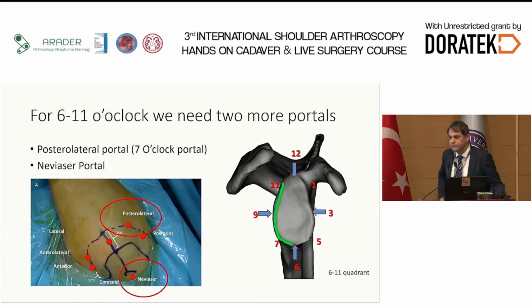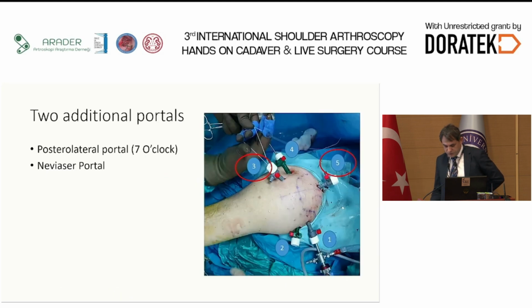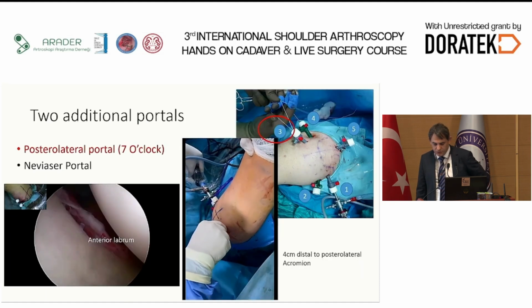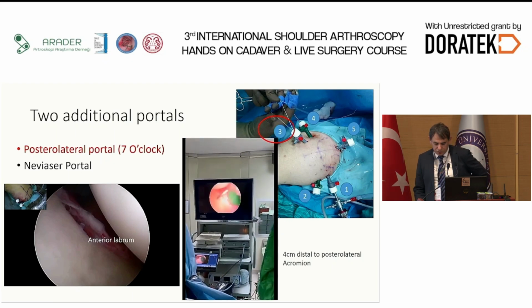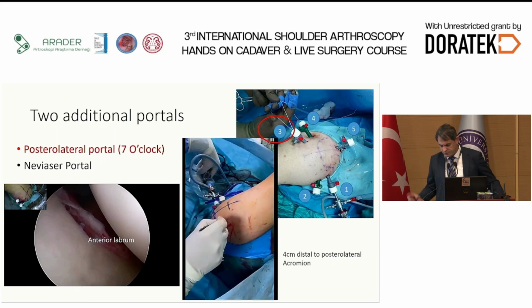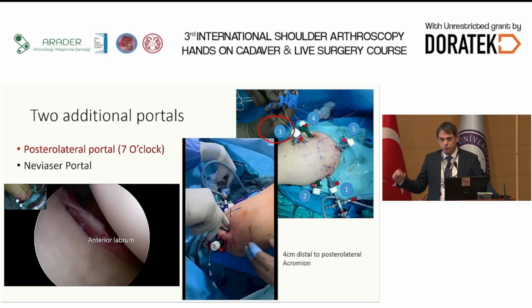But if the lesion is from 6 o'clock to 11 o'clock, you have to use 2 more portals. These are the posterolateral portal or 7 o'clock portal, also called the navicular portal. These are the 2 portals. Here you can see the posterolateral portal, about 4 centimeters distal to the posterolateral edge of the acromion.